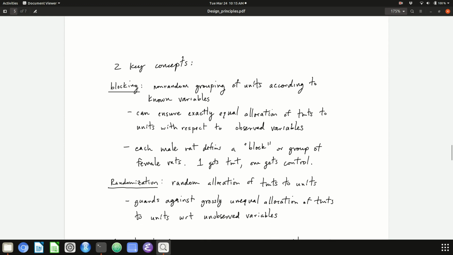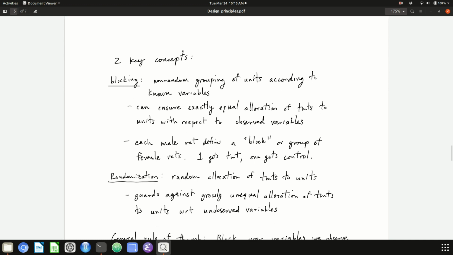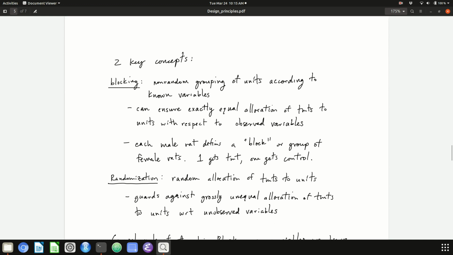Okay, so this good design here helps illustrate 2 of the key concepts in experimental design. The 2 concepts are blocking and randomization. The idea of blocking and randomization is that we want to control the experiment in some way so that we don't get an unequal allocation of treatments with respect to other variables that we expect to influence the response. So in these examples, the other variables that we expect to influence the response are the male rat and the weight of the female rat.